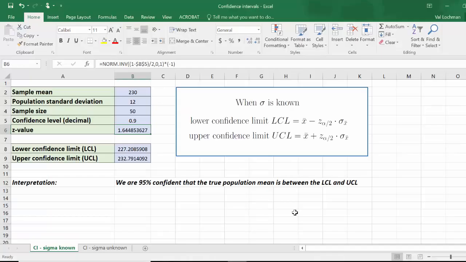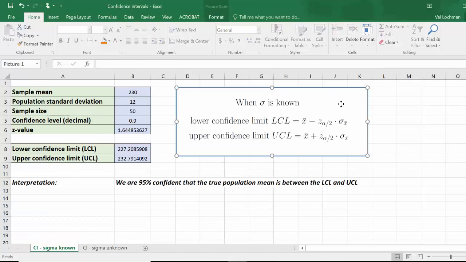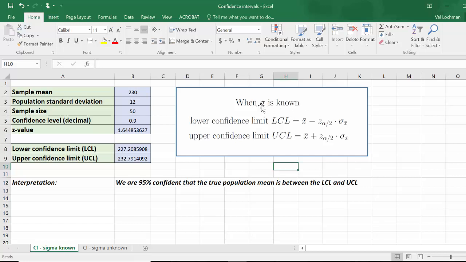So if we go back to our Excel file, here I'm giving you a formula, just a reminder how to construct a confidence interval if sigma is given to us. So it is sample mean plus or minus z of alpha over 2 times the standard error. So that's something very similar that we've already done when we were asked to construct a symmetric interval that contains, let's say, 95% of the middle data, right? So this should look familiar.